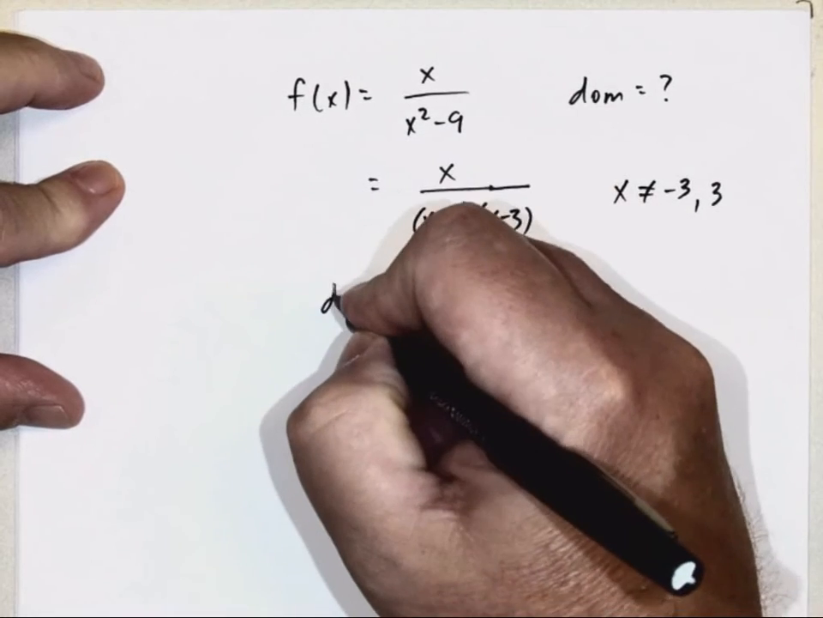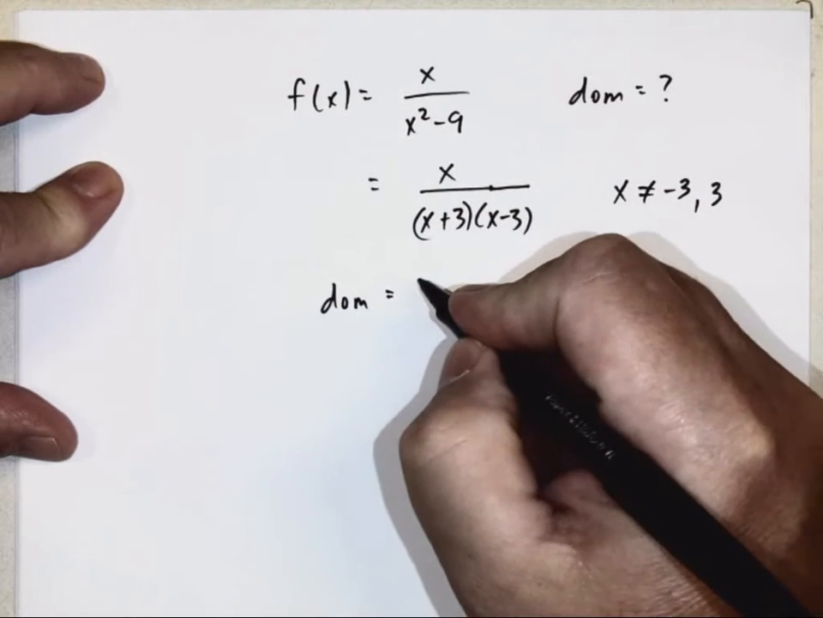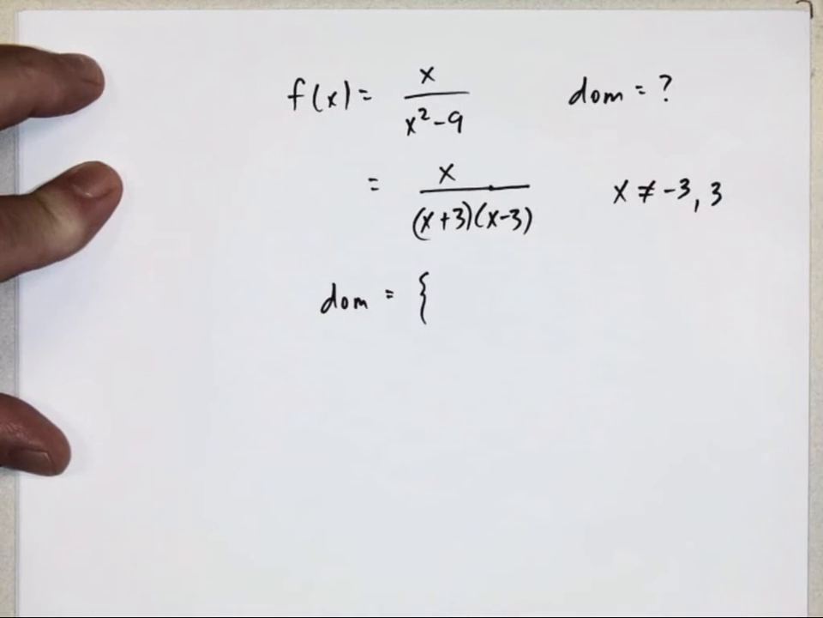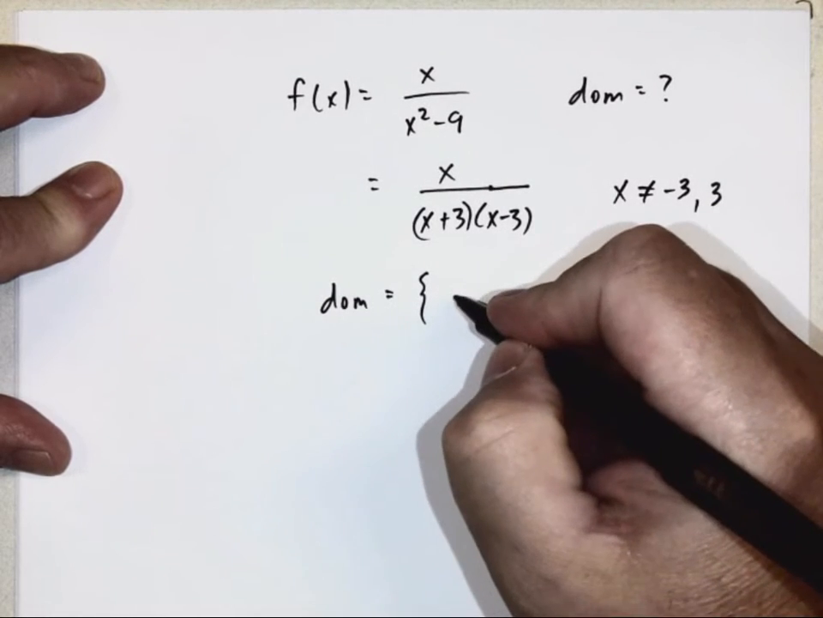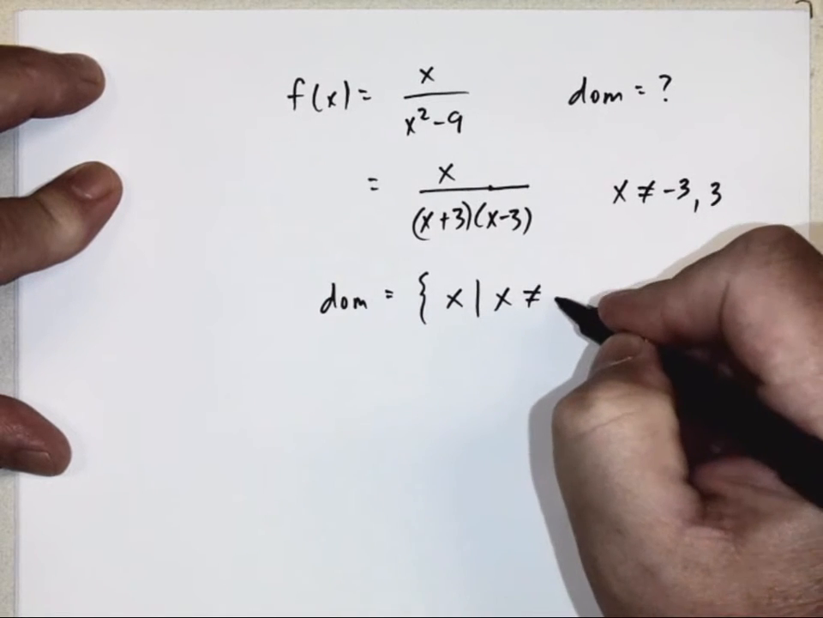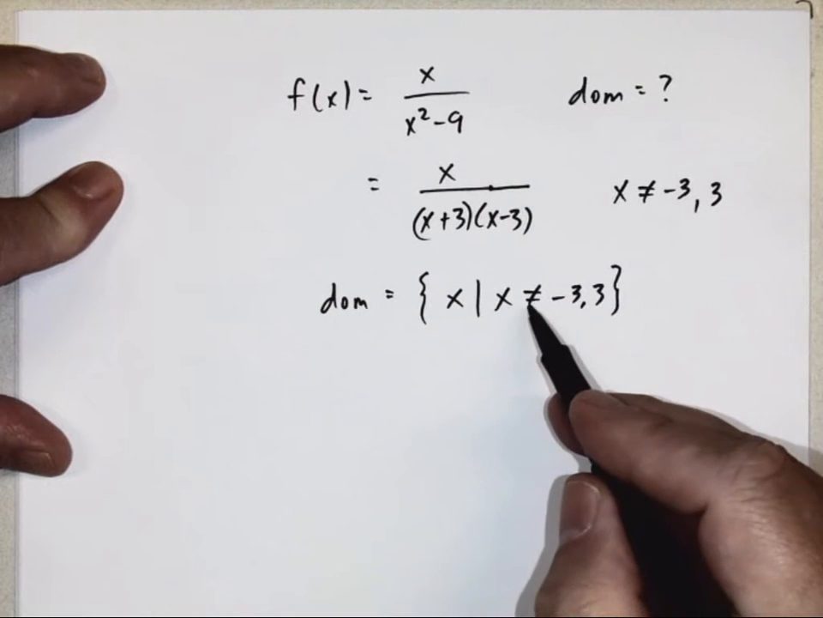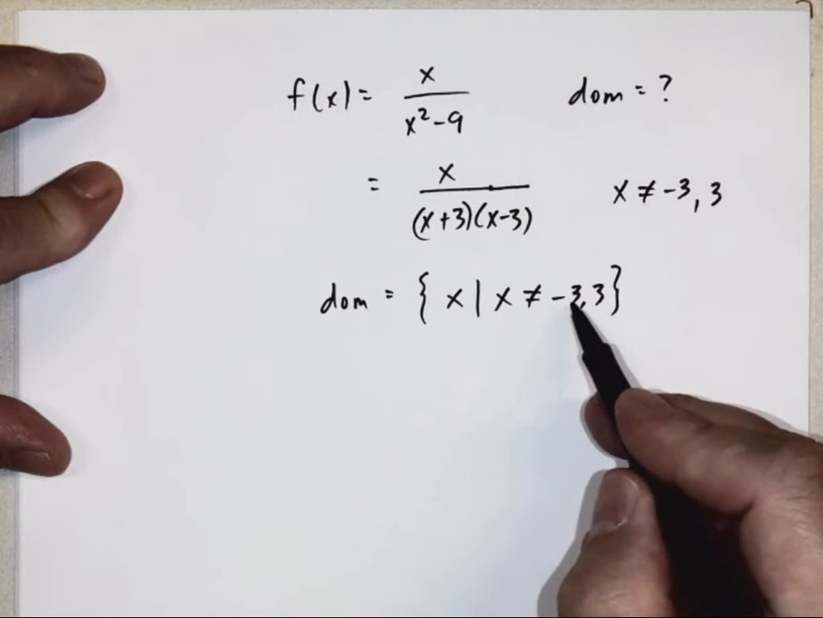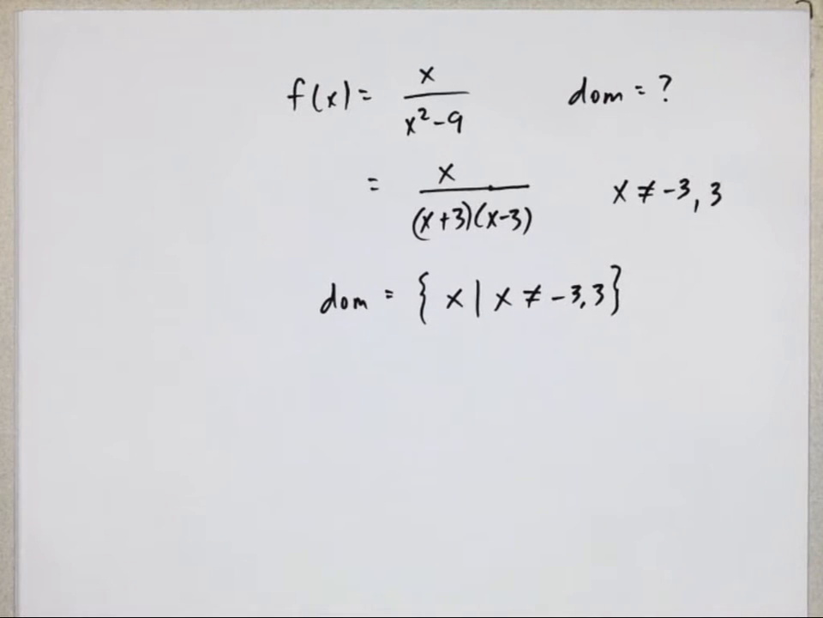In math, sometimes the way they like to write that is the set notation, which I showed you before, which means the domain equals x such that x, and what you do with this notation is when you write x cannot be equal to negative 3 and 3, this is a way of saying that the domain is all real numbers except negative 3 and 3.